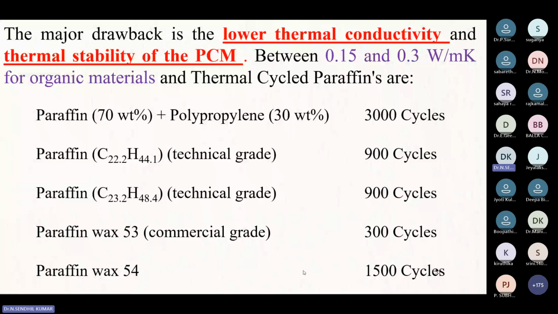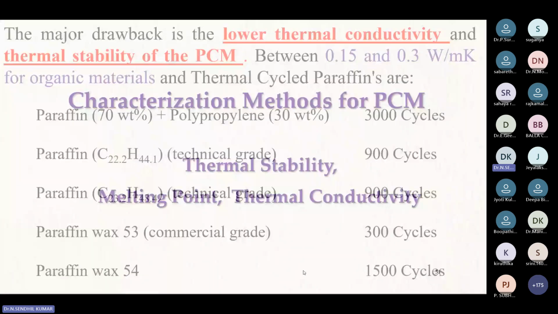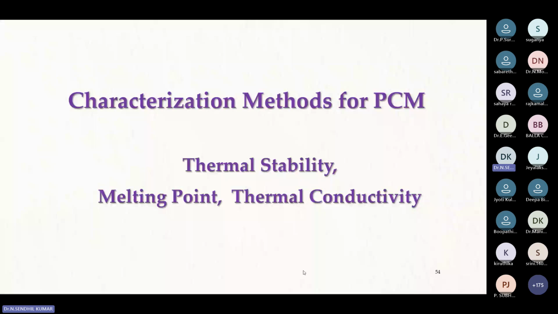After that, what will happen? Its property will deteriorate. Before putting it into the application, we have to check how long it will last. All those things you have to check. This is the cycle thermal stability. So whatever PCM you have selected, you have to check what is its thermal conductivity, what is its melting point, what is the thermal stability, all those things.